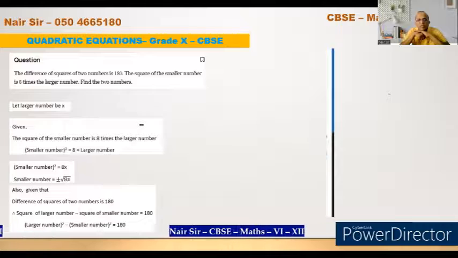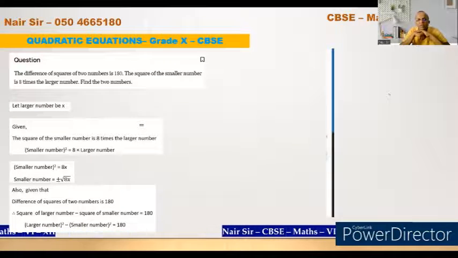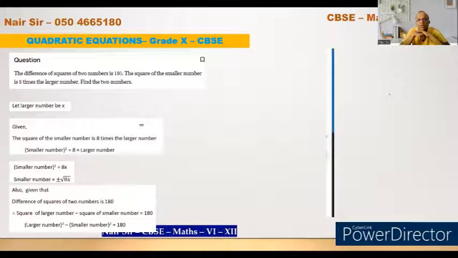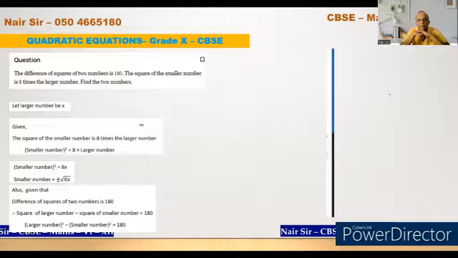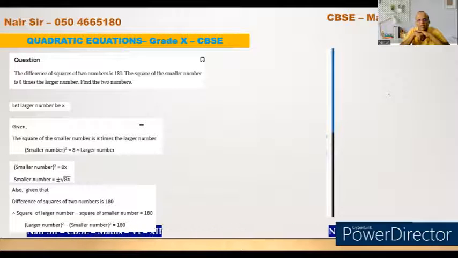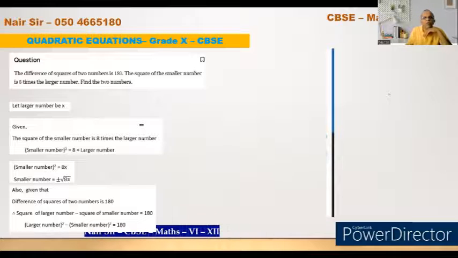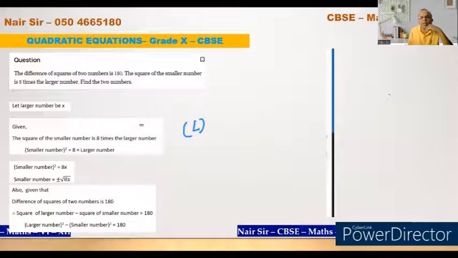Equation: larger number square minus smaller number square is equal to 180. समझ में आ रहा है? क्या दिया हुआ? Go by one. Look at this thing over there. I've been given a larger number. I've been given a smaller number. I've been told that the square of these two numbers is 180.